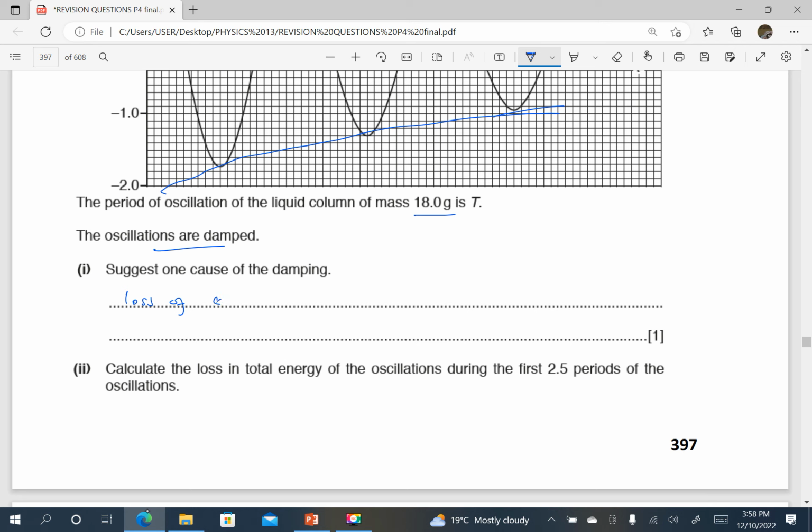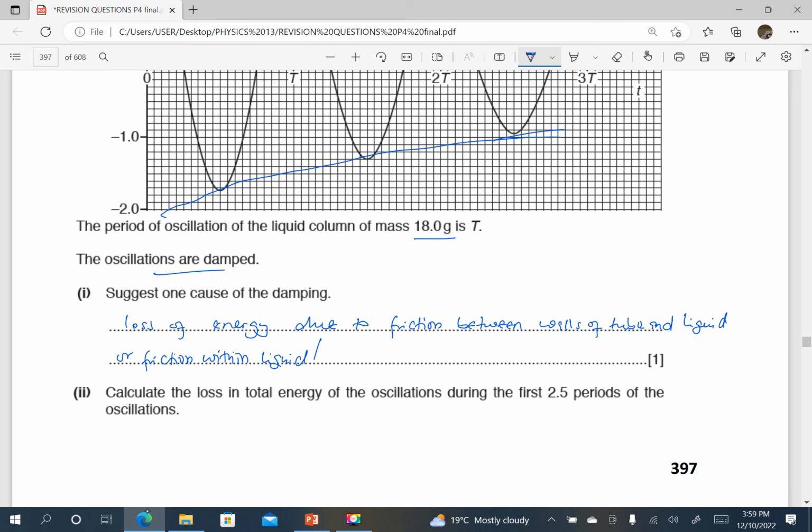So loss of energy due to friction between the walls of the tube and the liquid molecules. It can be friction within the liquid itself, or it can be due to viscous drag. You can say viscous drag or viscosity of the liquid. That is what is causing loss of energy.